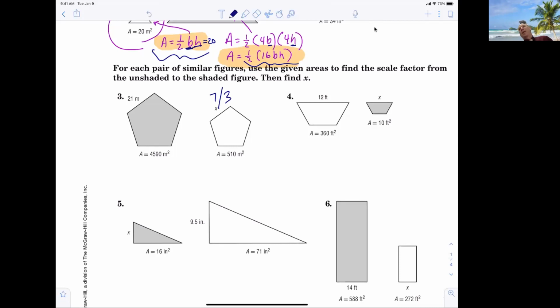All right. Tell me again, how easy is this problem? Go. Whoa. What is that number?